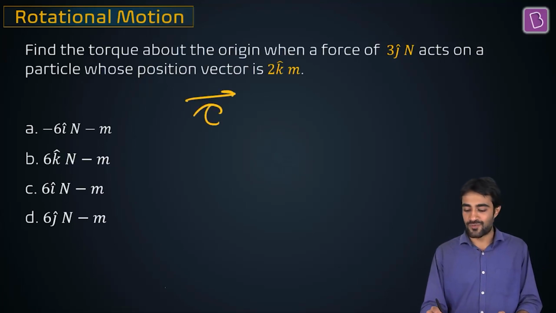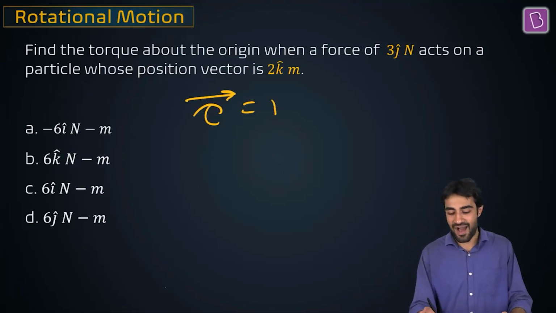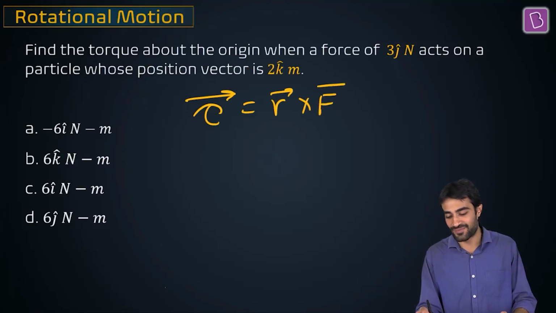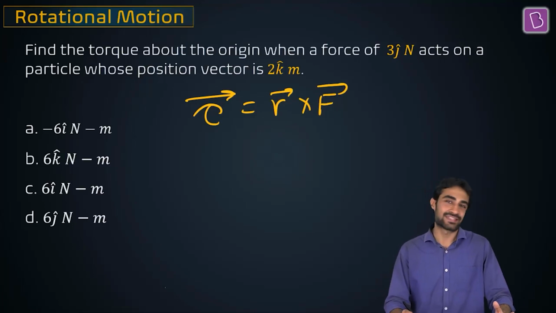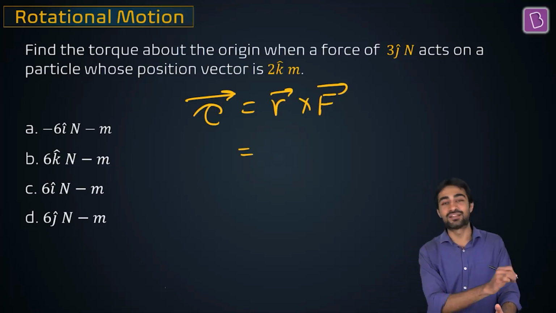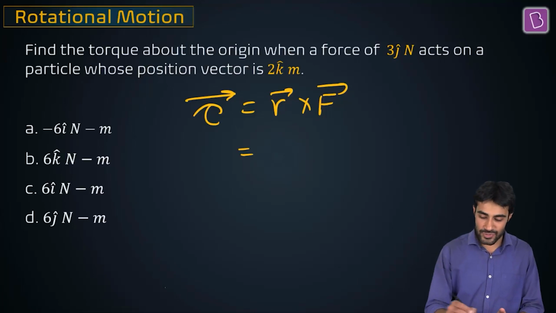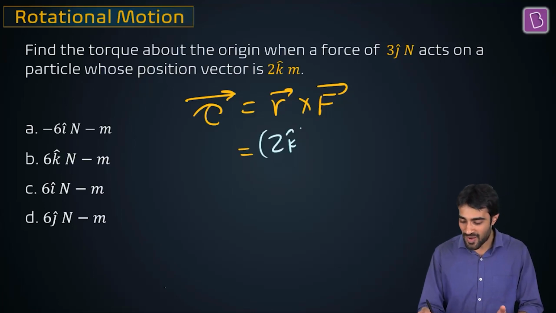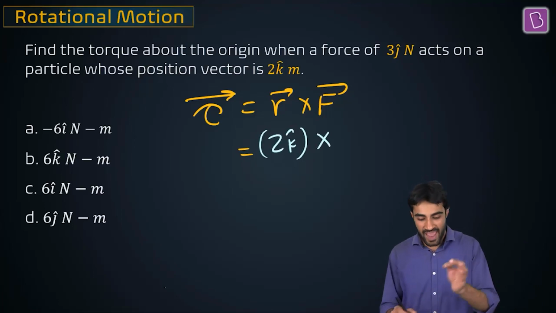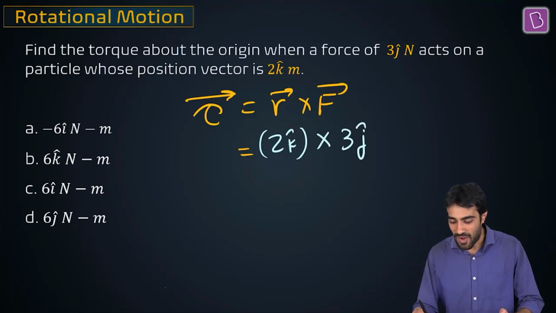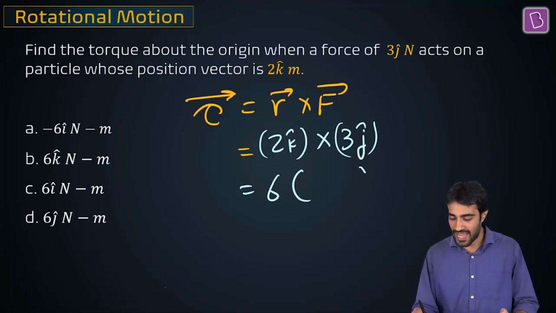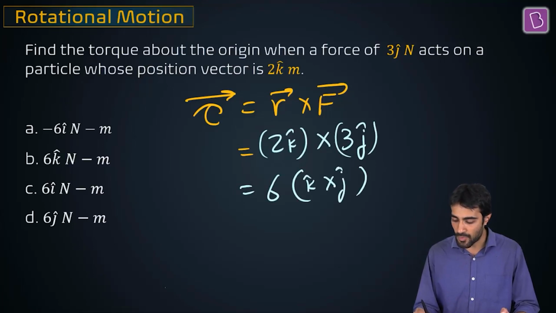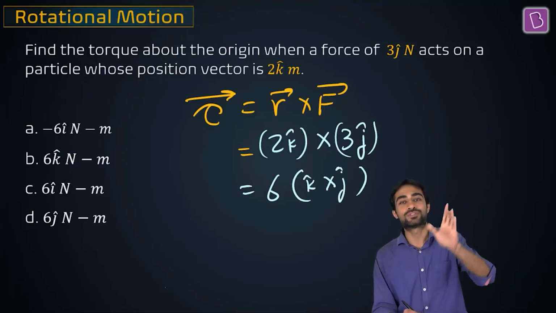Now, what was the formula for torque? You would say it is r vector cross f vector. Very nice. How awesome are you? Nice. Now let's put the values and get the answer. What is r vector? R vector is given to be 2k cap. Awesome. What is f vector? F vector is 3j cap. Awesome. Now this thing is coming out to be 6. And then we have k cap cross j cap. What is this k cap cross j cap?